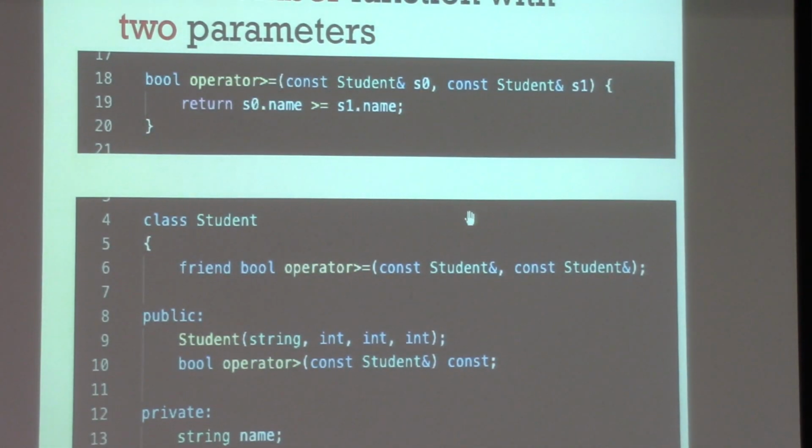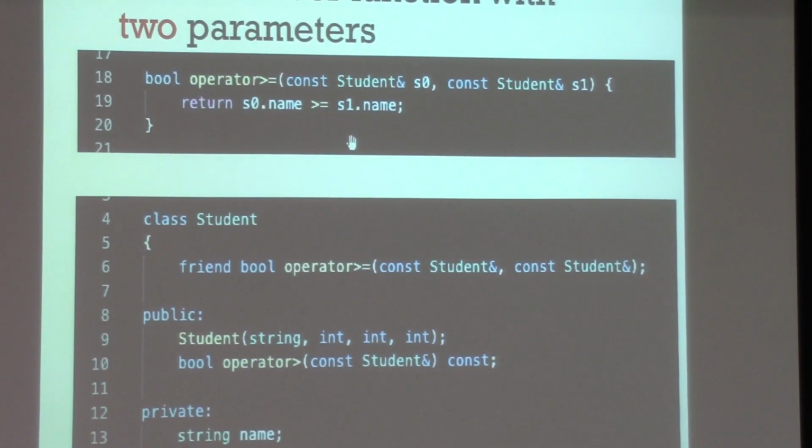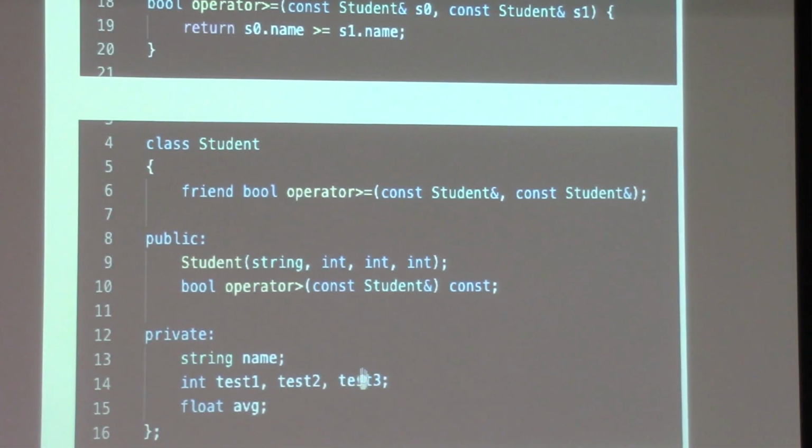One important thing for non-member function overloading is that you most likely will be interacting with class members, and it's very common to want to interact with private members. For your operator overloading function to be able to access anything down here in the private section of your class student, you need them to be friends. So you need to have student friend the specific operator overloading function that you have.